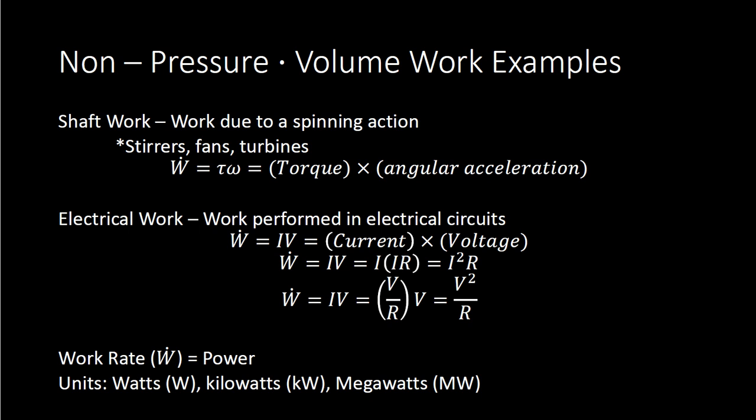What I should say is we're not looking at work, but work rate. For electrical work rate or electrical power, that's equivalent to current times voltage. And due to Ohm's law, we can replace those values with resistance such that the electrical work rate is equivalent to current squared by resistance or voltage squared divided by resistance.